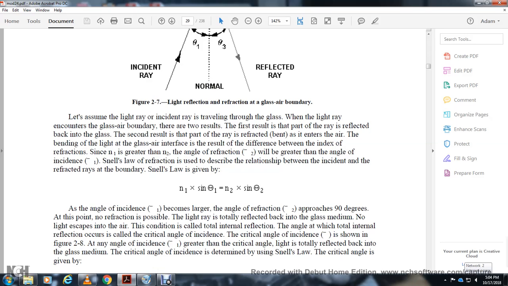As the angle of incidence becomes larger, the angle of refraction approaches 90 degrees. At this point, no refraction occurs, and the light ray will be totally reflected back into the glass medium. This condition is called total internal reflection, and the angle at which it occurs is called the critical angle, shown in figure 2a. When the angle of incidence theta 1 is greater than the critical angle, the light is totally reflected back into the glass medium. The critical angle is determined by Snell's law.